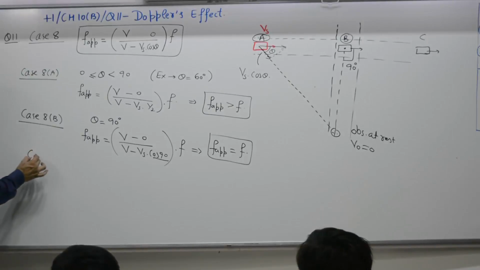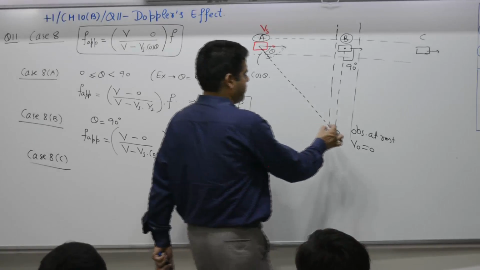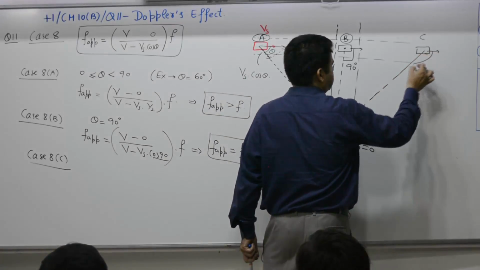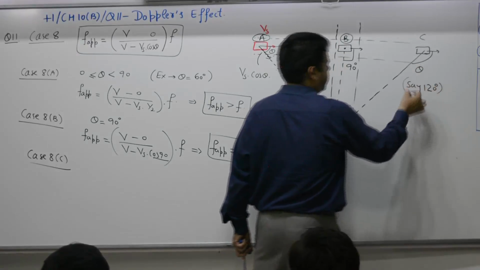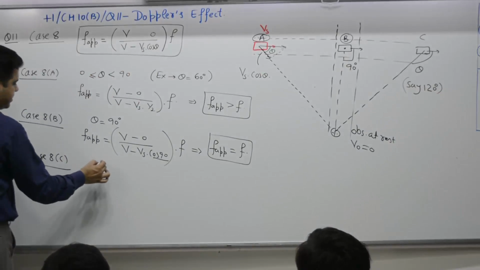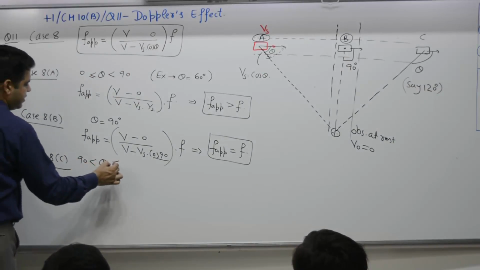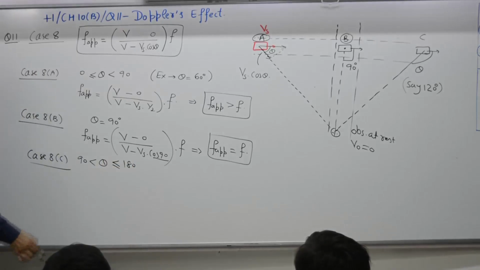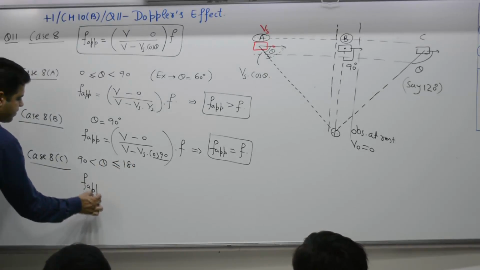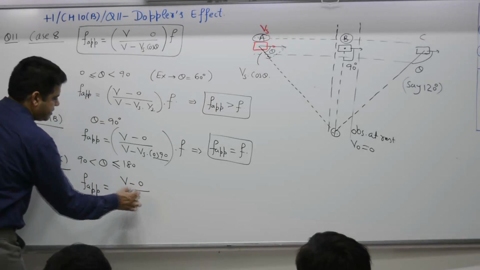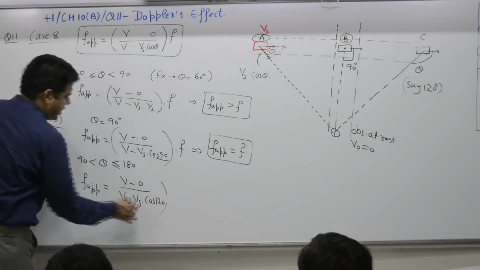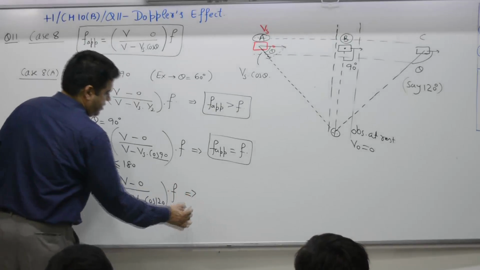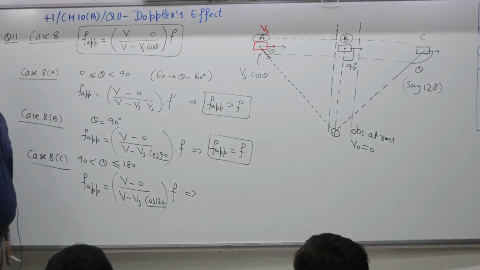Third case, last. When the vehicle is at C, this angle theta, say 120 degrees. Theta lies between 90 to 180. It can be equal to this also. F apparent is equal to V minus Vs, as an example, say it is cos 120. Cos 120 is what? Plus or minus?